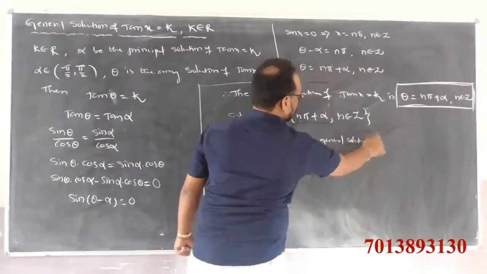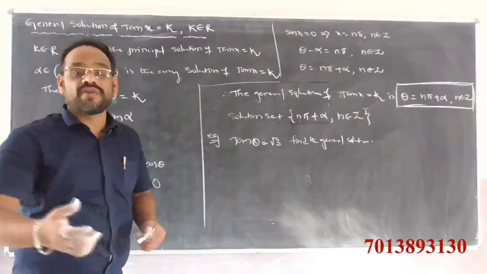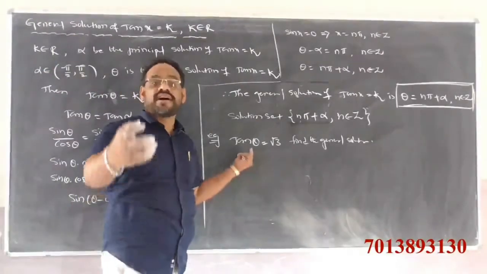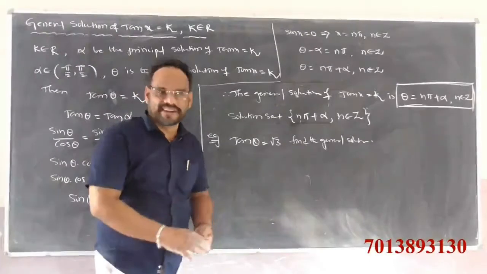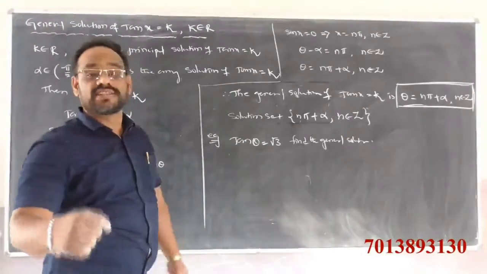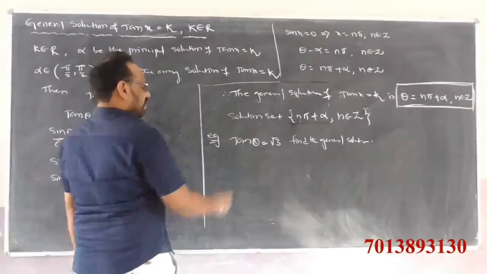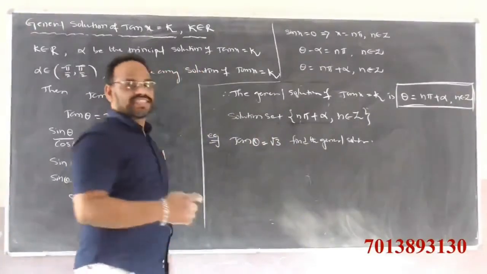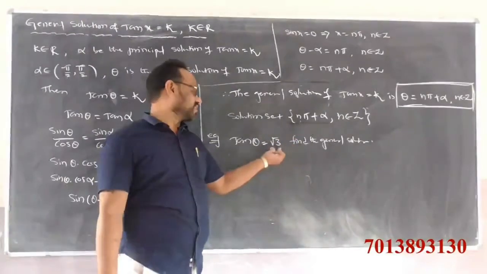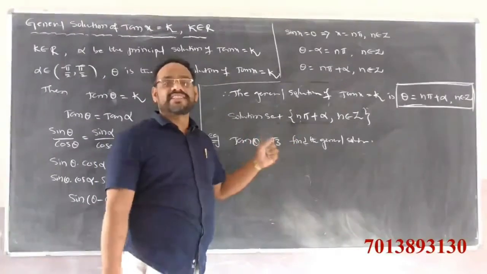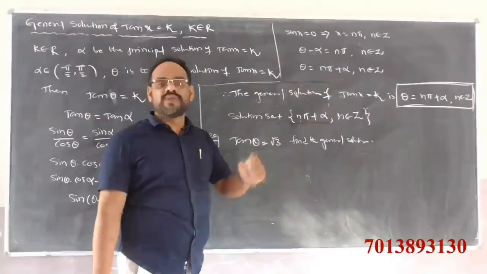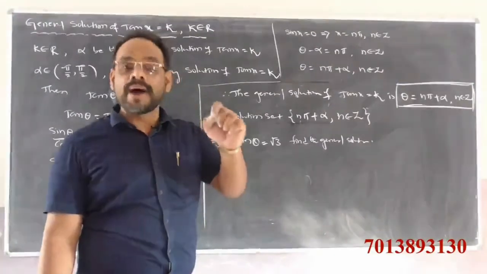If you ask for the general solution, first of all, we want the alpha. Alpha is nothing but the principal solution of the given trigonometric equation. So observe here, tan theta is equal to square root of 3. Clearly, tan theta is equal to k, where k belongs to any real number. There exists a unique value of alpha, where alpha belongs to the open interval minus pi by 2 comma pi by 2.